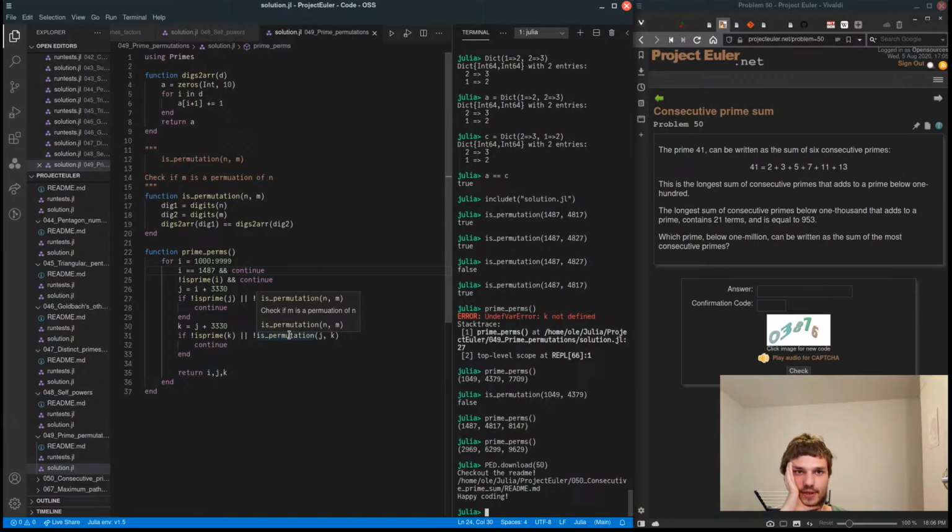The prime 41 can be written as the sum of 6 consecutive primes. This is the longest sum of consecutive primes that adds to a prime below 100. The longest sum of consecutive primes below 1000 that adds to a prime contains 21 terms and is equal to 953. Which prime below 1 million can be written as the sum of the most consecutive primes?